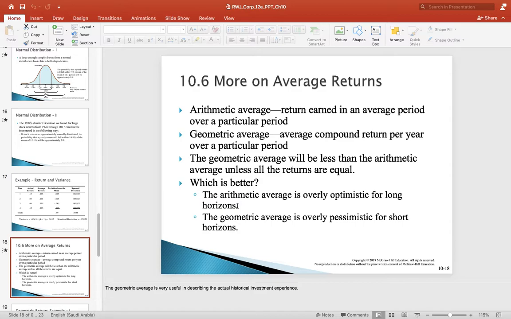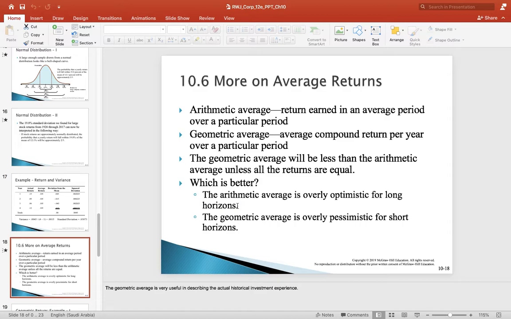As we have said, 10%, 15% and 5%. Simple average or arithmetic average is 10 plus 15 plus 5 divided by 3. But the geometric average is 1 plus 10% multiplied by 1 plus 15% multiplied by 1 plus 5%, to the power of cube root, because it is 3 years, minus 1, which gives you the geometric average. So it is the average of compounding returns. We will see more in the next slide.